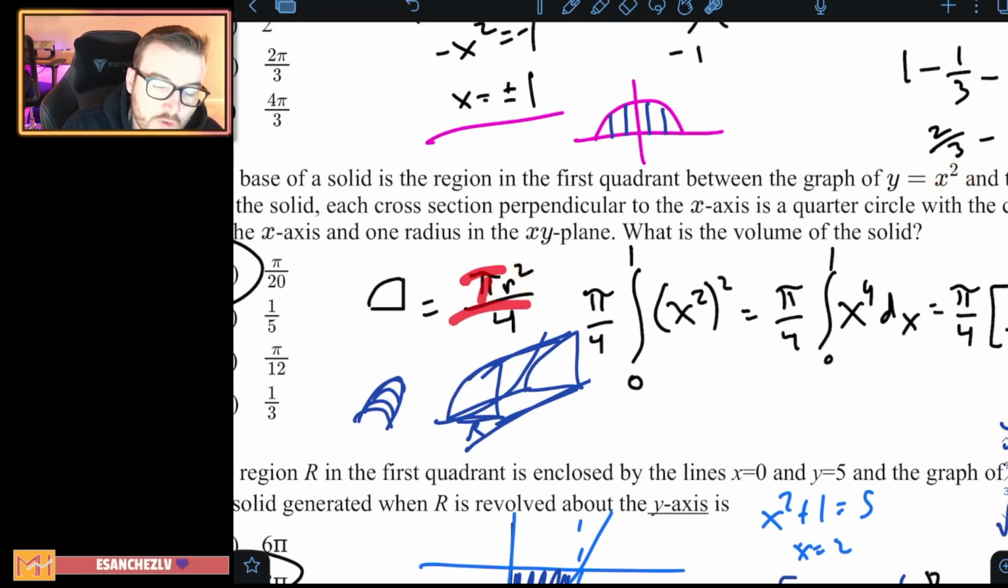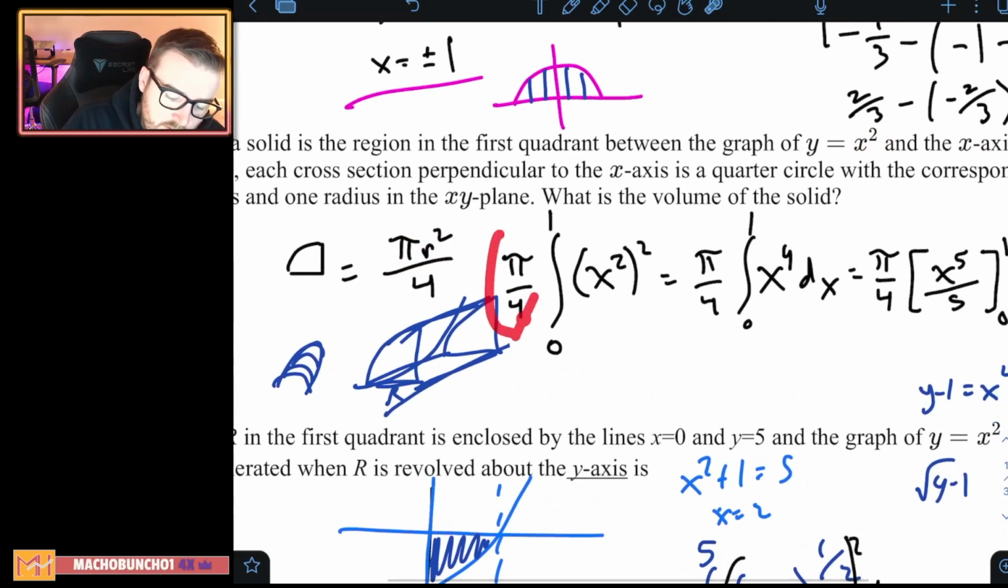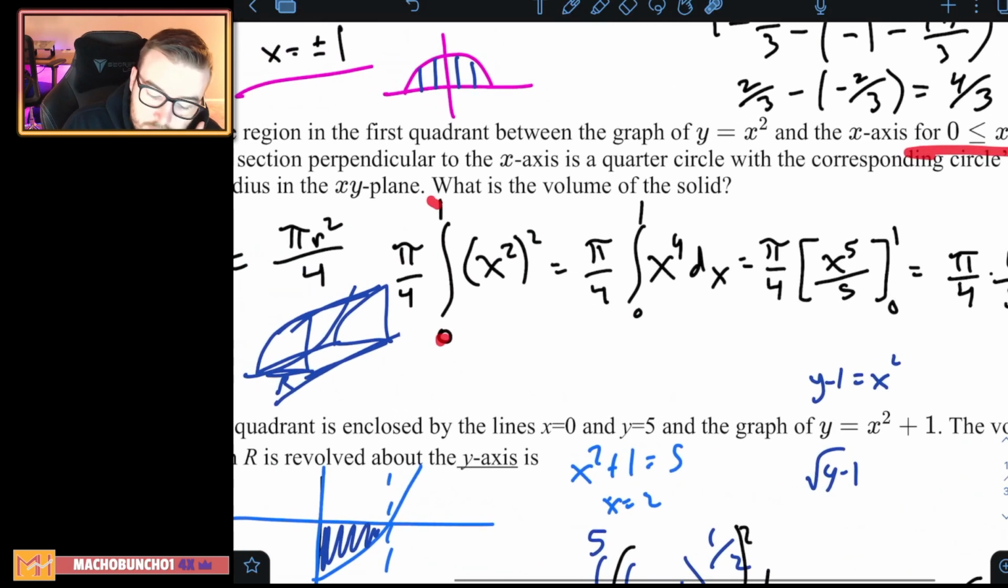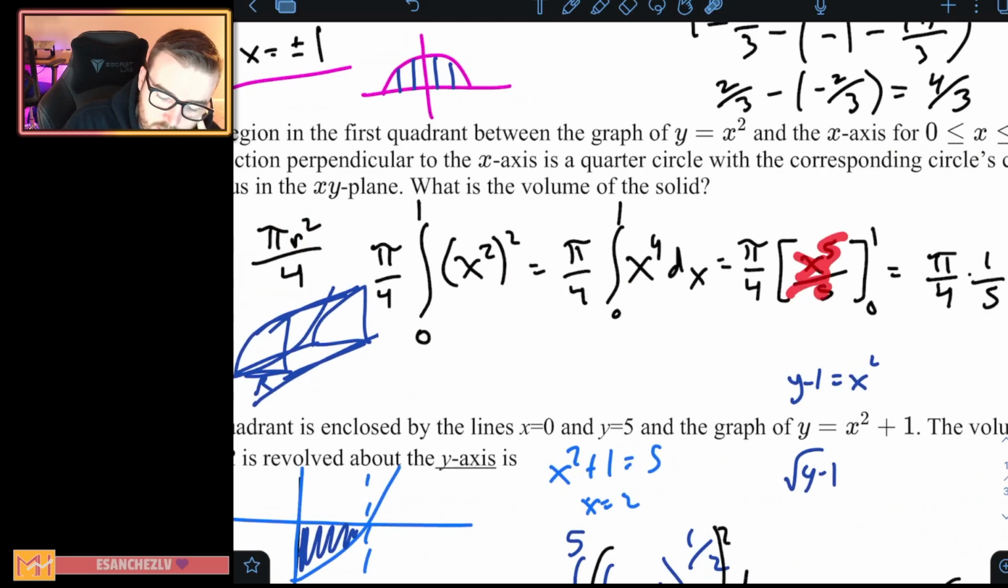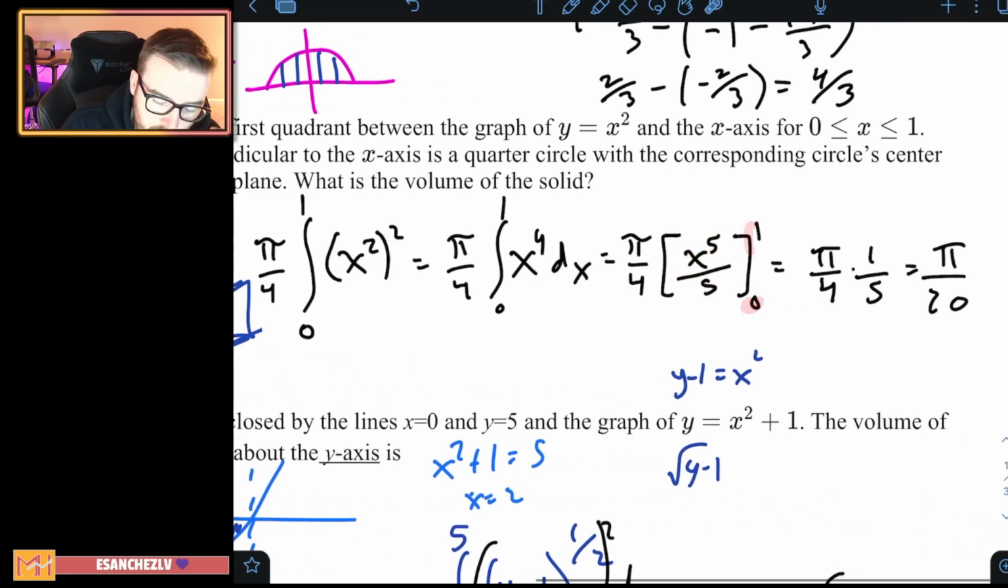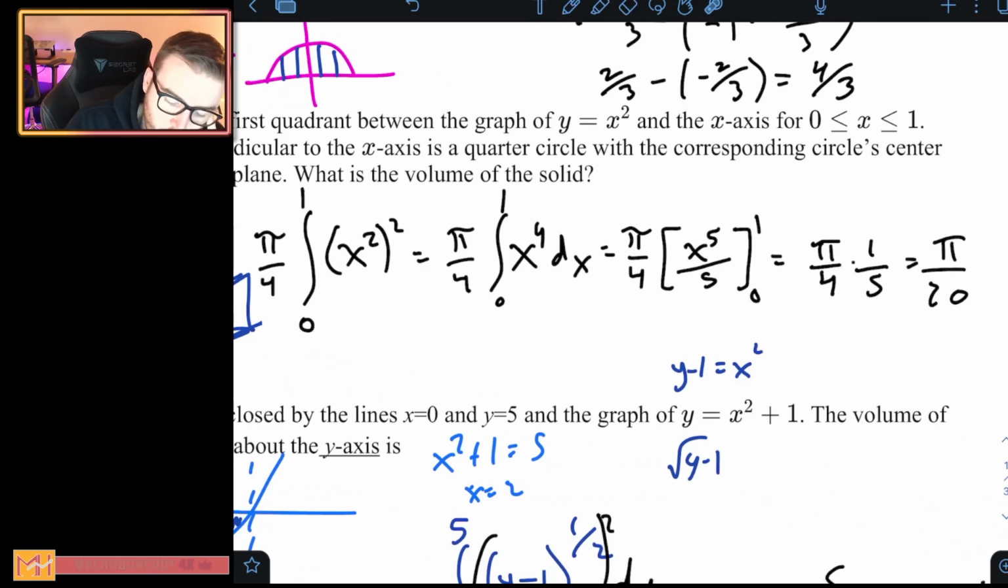And I have pi over 4 because I'm doing a quarter circle, not a semicircle. So the pi over 4 is chilling along the bound 0 to 1 because they said so. And when you do that, when you square, I'm squaring because it's pi r squared. That becomes x to the 4th. And when you integrate, that becomes x to the 5th over 5. And then along the bound 0 to 1, the 0 doesn't matter. So when you plug in 1, 1/5 times pi over 4 is pi over 20.